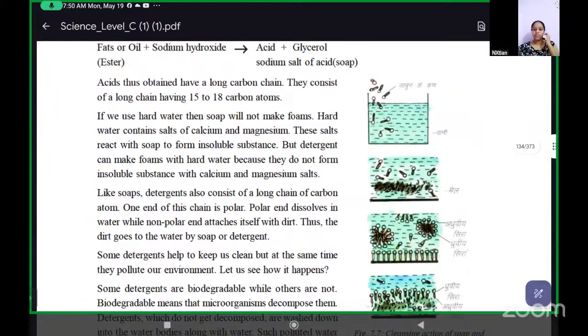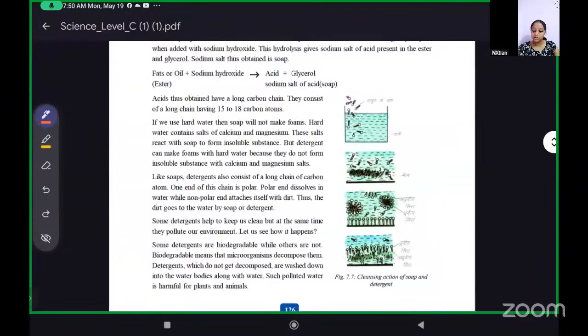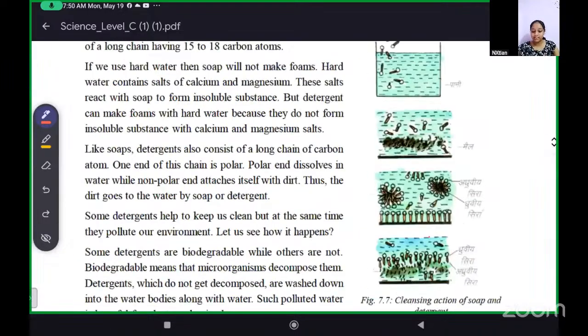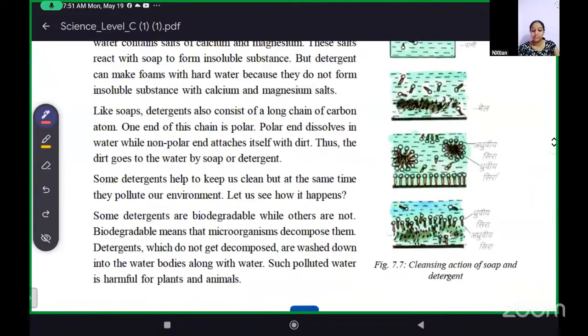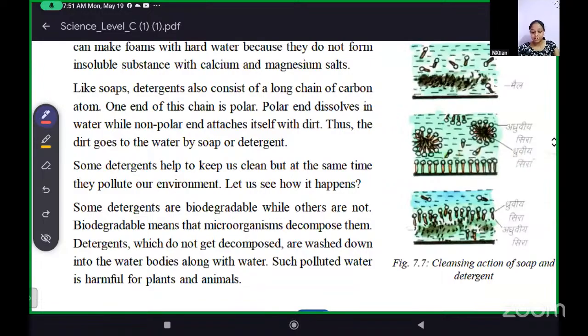Yes, we were doing soaps and detergents. We saw how soap is formed, or how the sodium salt of an acid is formed. Then we saw how soaps have chains, and in the same way detergents also consist of a long chain of carbon atoms. One end is polar. The polar end dissolves in water while the non-polar end attaches itself to dust.